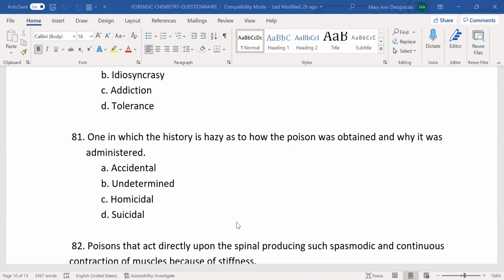Sino ang naka-perfect na exam? Sige, tapusin natin. O sino yung naka 70%? Kasi ang passing dito 70% eh.